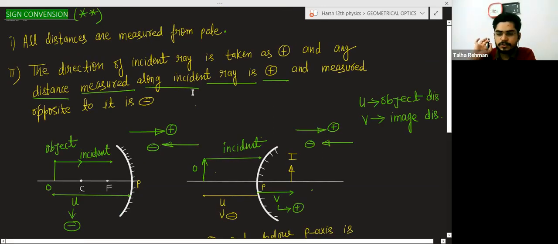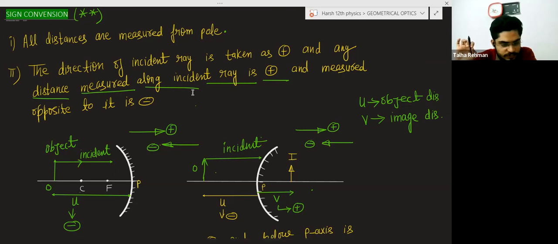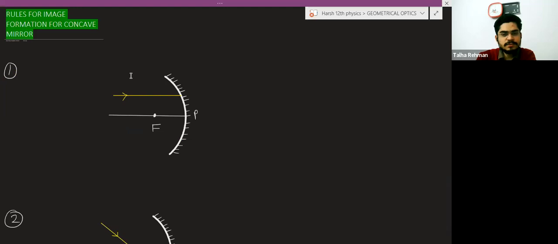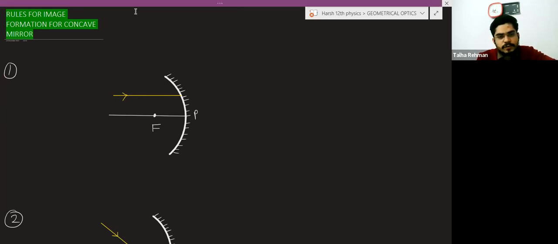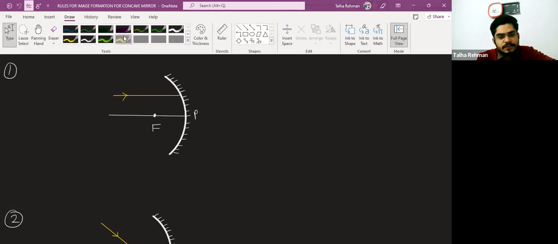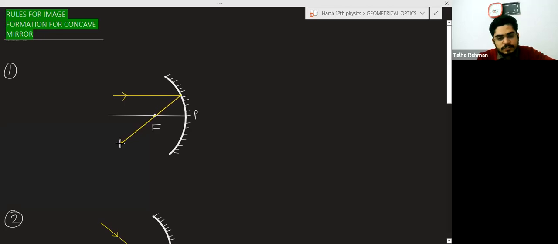Throughout the chapter, this will be used. And after this, we will discuss the rules for image formation in the case of the concave mirror. There are some rules we have. So this is the concave mirror. This is the focus, and this is a ray parallel to the principal axis. If a ray of light is parallel to the principal axis, after reflection it will pass through the focus.